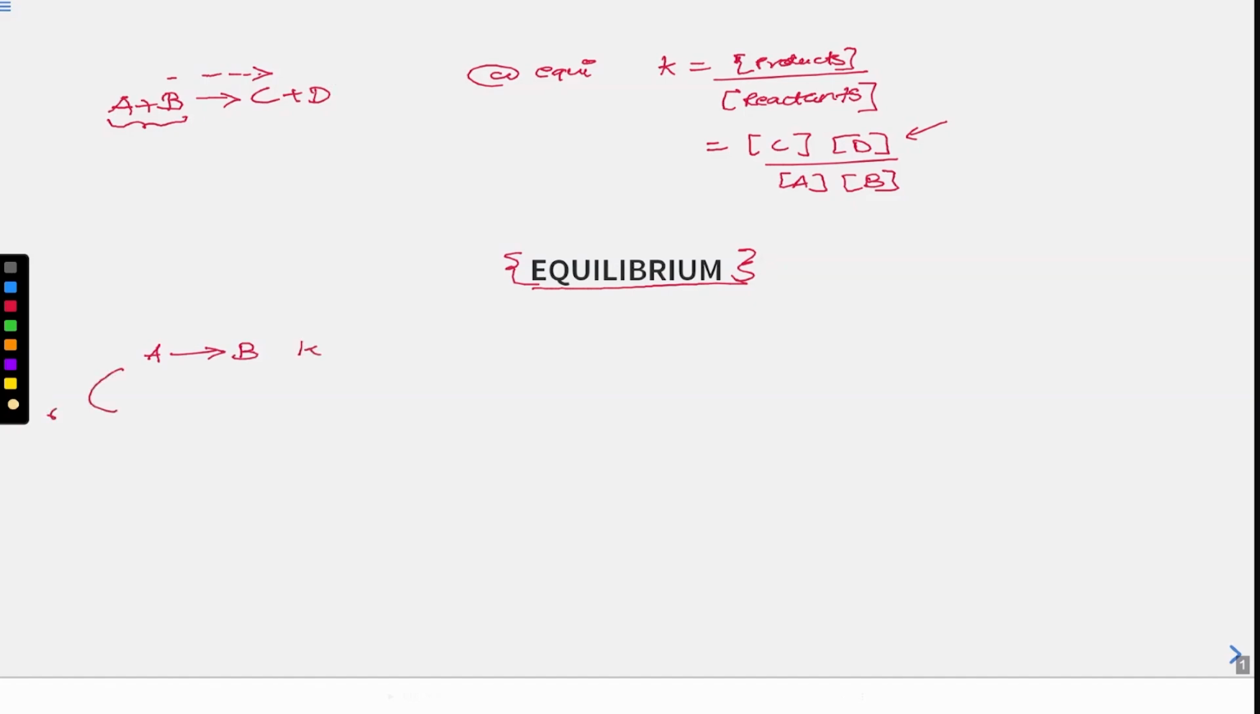So then when I reverse it, this becomes B to A, and the constant of this reaction, let's call K dash, will become 1 by K. Another thing that you have to remember is, suppose I have A gives rise to B, and then let's say I double the reaction, so I write 2A gives rise to 2B. If the original constant is K, then K dash will be equal to K square.